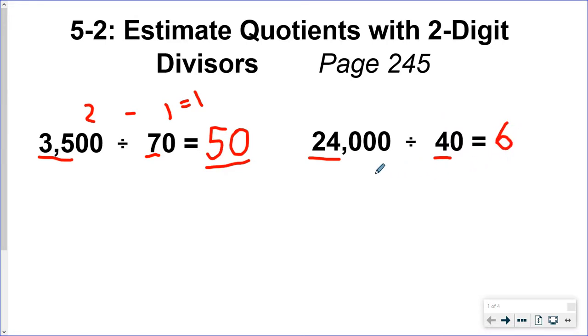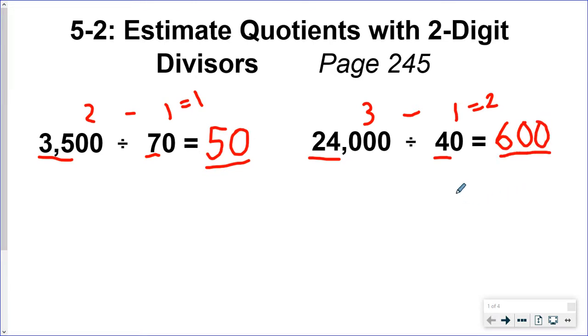Okay, now I'm going to go back and take a look at the zeros. Again, I'm going to subtract the 2 sides. This side has 3 zeros, and this side has 1 zero. So I'm going to subtract those: 3 minus 1 equals 2. That tells me how many zeros I'm going to have in my answer. So I'm going to add 2 zeros onto this, and my final answer over here is 600.